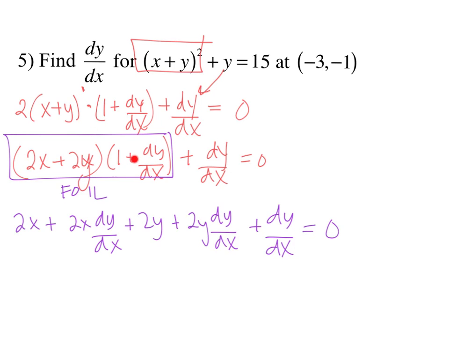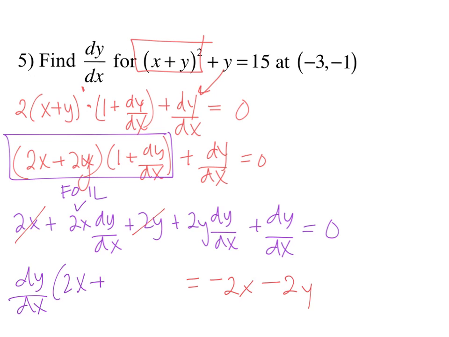We had to FOIL that, and I know it seems counterproductive, but now that we've FOILed that, we can move this one over here, we can move this one over here, and then we can take out the GCF of dy dx. I'm going to do that all in one swoop. We've got negative 2x and minus 2y on the right. We're going to take out a dy dx, leaving us with 2x for this one, plus 2y for that one, plus 1 for that one. Then divide by this on both sides. And you have dy dx.